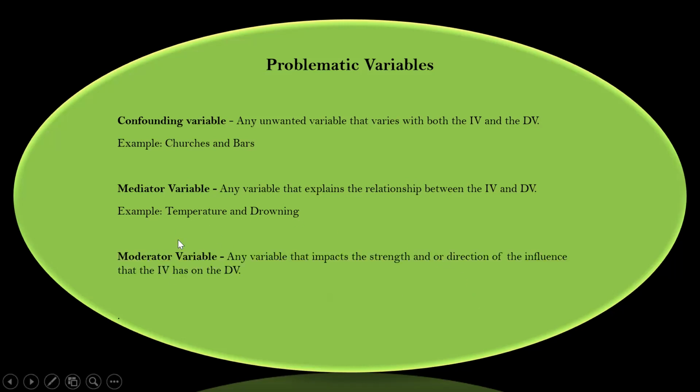And finally, we have a moderator variable. Again, moderator variables and mediator variables aren't as problematic as confounding variables, but they can be misused or overlooked, and they can obscure some effects. And so a moderator variable acts like a dial. It can increase or decrease the impact that the independent variable has on the dependent variable. It can even change the direction that the independent variable has on the dependent variable.